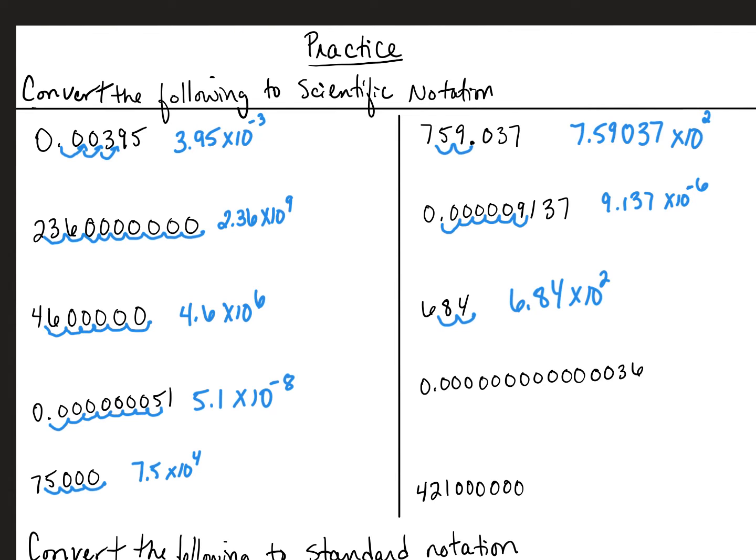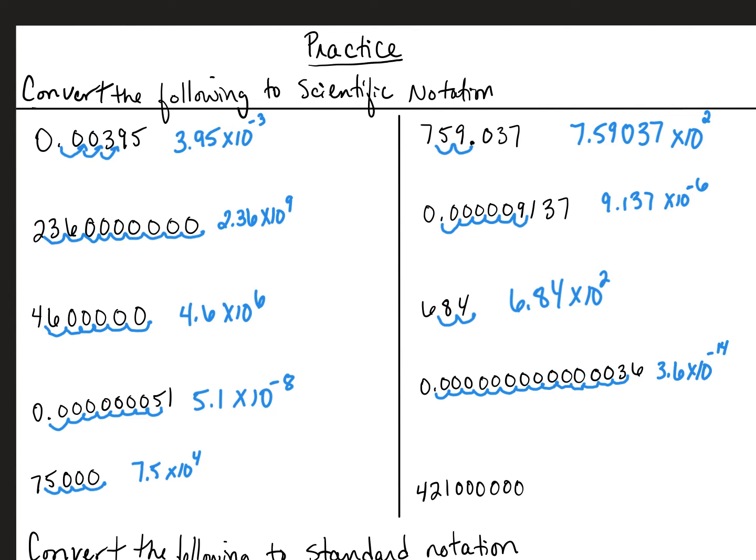This next one's a very, very small number. So we're going to have to count a lot. So let's see. 1, 2, 3, 4, 5, 6, 7, 8, 9, 10, 11, 12, 13, 14. Doesn't matter. We do the same thing. That is still 3.6 times 10 to the negative 14. Now that is quite a tiny number.